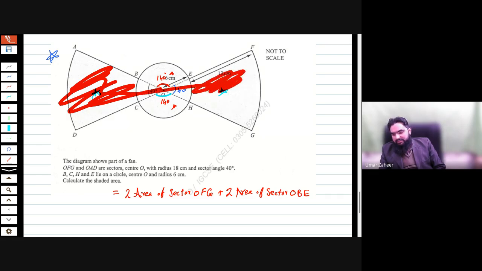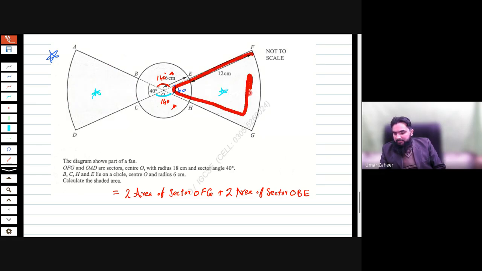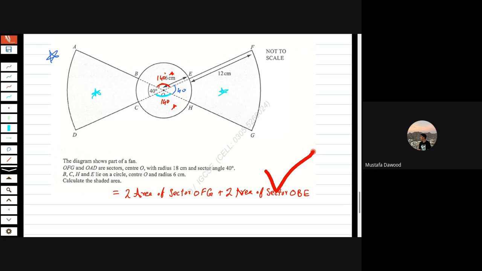So that's why I just take this area and multiply by 2. So this area is going to be left. So I will take the area of this portion. Obviously it is exactly equal to this one, so I have to multiply by 2. Any question up to here? No, sir.